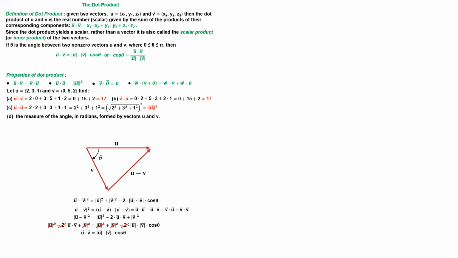Find the measure of the angle in radians formed by vectors u and v. To calculate cosine of theta, we need to first determine the length of both u and v. Then we can find the dot product of u and v, which is obtained from item A. Finally, we insert all of these into the formula above.